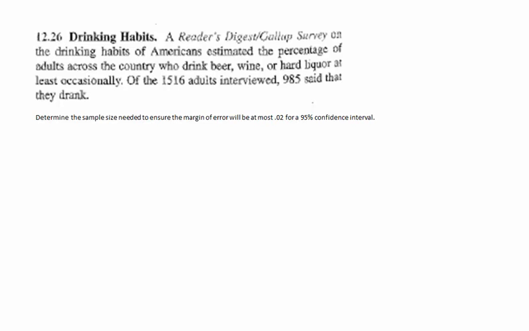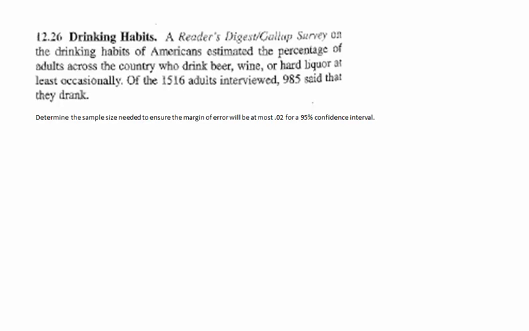So in this question, we have a Reader's Digest Gallup survey on the drinking habits of Americans estimated the percentage of adults across the country who drink beer, wine, or hard liquor at least occasionally. Of 1,516 adults interviewed, 985 said that they drank. And we want to determine the sample size needed to ensure the margin of error will be at most 0.02 for a 95% confidence interval.